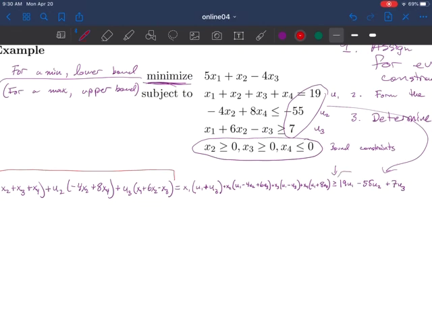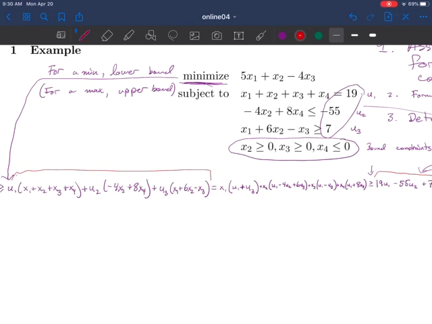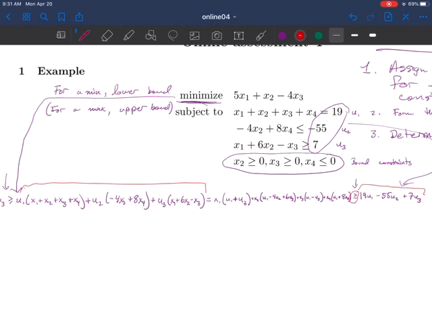First, let's do the bounds. The bounds are actually looking at, and I'll put this in red, this piece and this piece, okay? Because what we do is we say, all right, I need to maintain this inequality, this greater or equal to. I'm multiplying u1 by this left-hand side, x1 plus x2 plus x3 plus x4, and I need that to be greater or equal to 19u1.